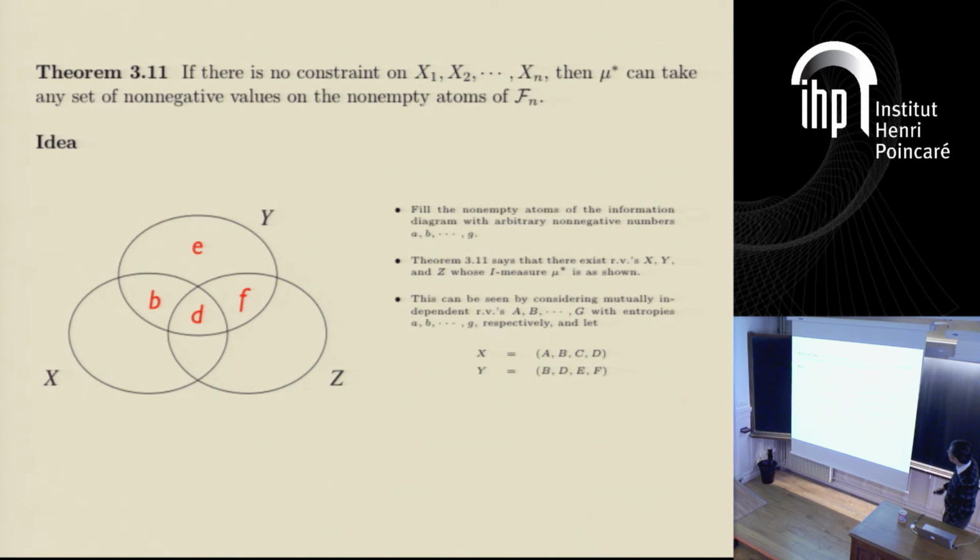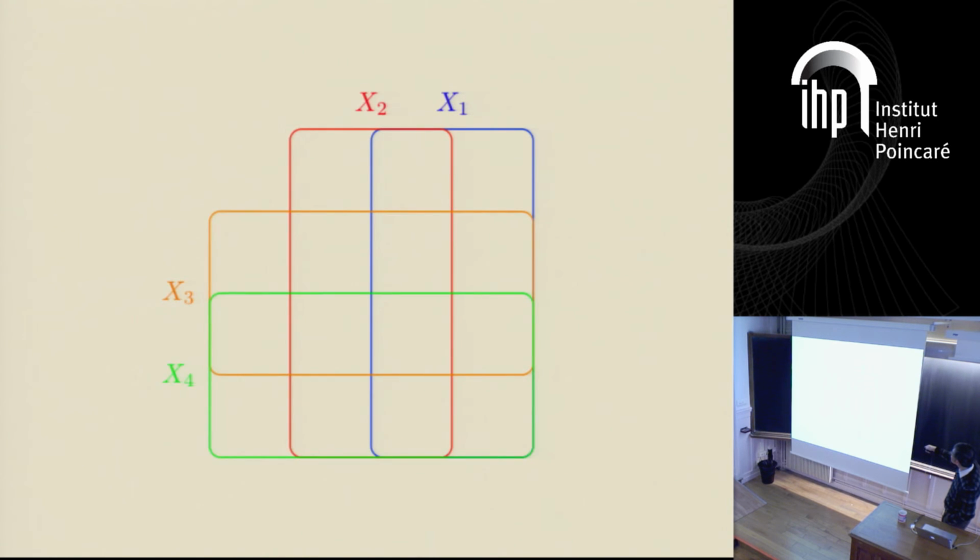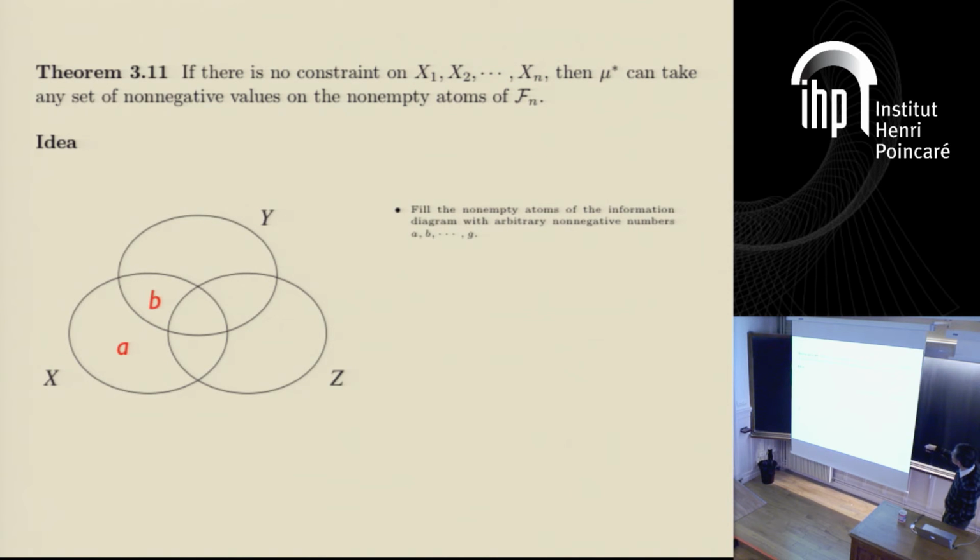So you let X be that, Y be this, and Z be this, and it can be shown that with this construction, you actually get mu star exactly equal to this. So this turns out to be a very important observation. Any non-negative numbers you put on the atoms, you can realize it.